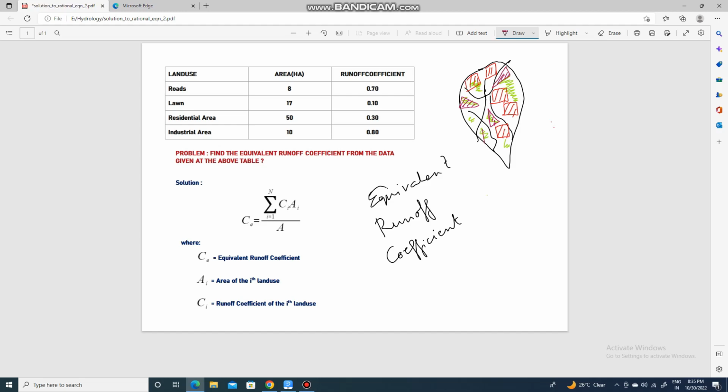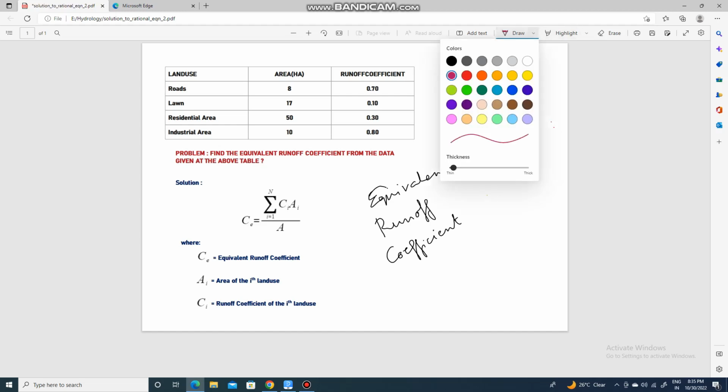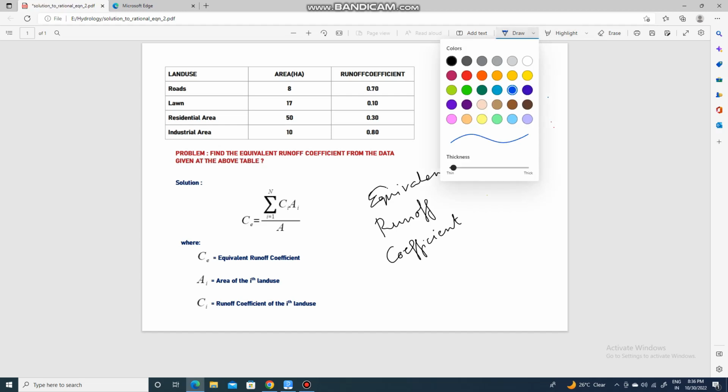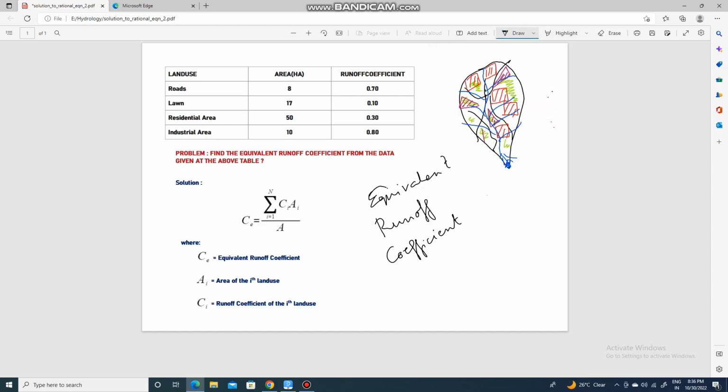So in this single watershed, and of course the river is like this. Blue color indicates the river with its tributaries and distributaries. These are all the paths of rivers. So you see, within this single watershed, there are 4 different types of land use, and each of the land use, of course, will have their own runoff coefficient.